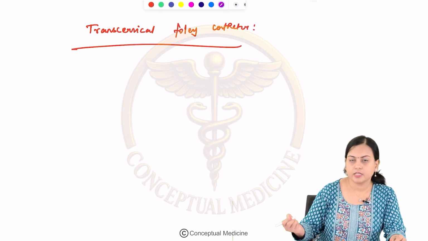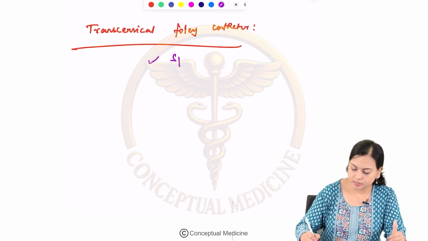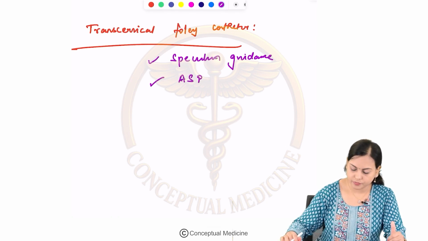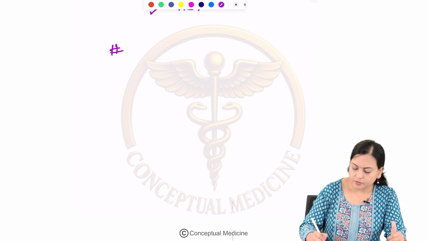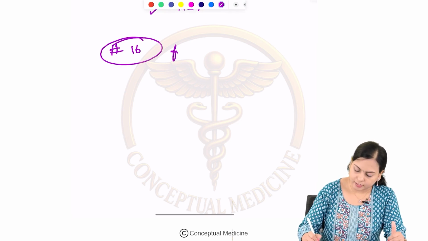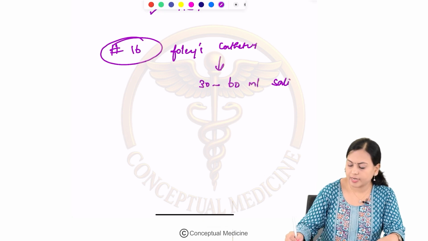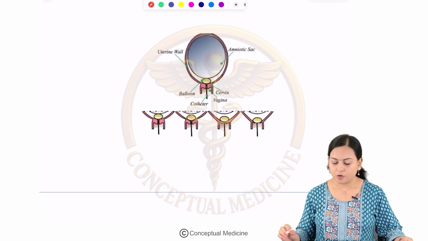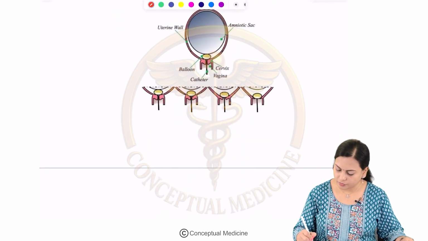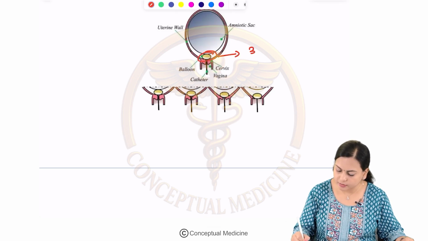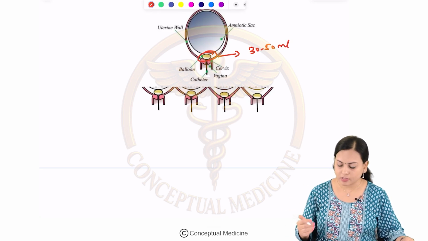You have to do it under speculum guidance, and this should be done ideally under aseptic sterile precautions. Mostly we will be using a 16 number Foley's catheter that will be inflated with 30 to 60 ml of saline solution. So, this is how bladder inflation is done. You are going to insert the catheter and the bladder is going to be here, and this is being instilled with 30 to 50 ml of saline.